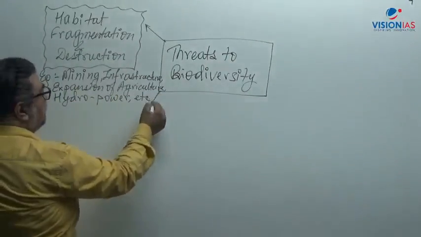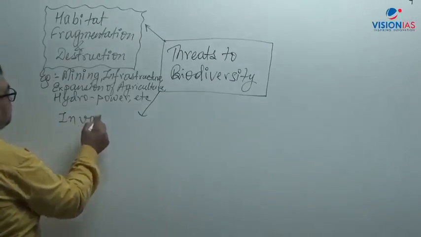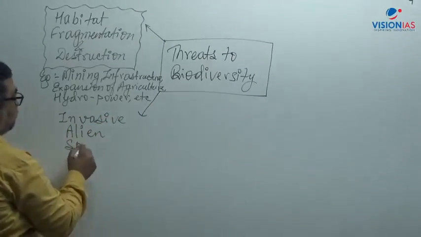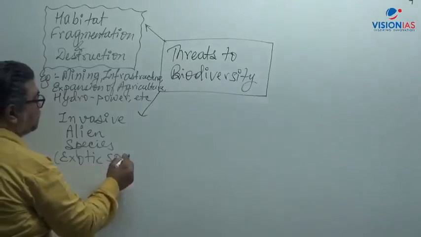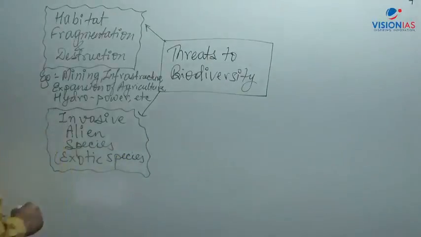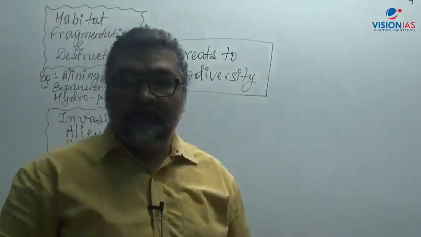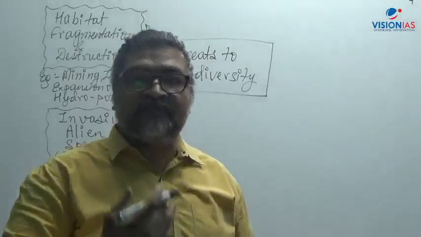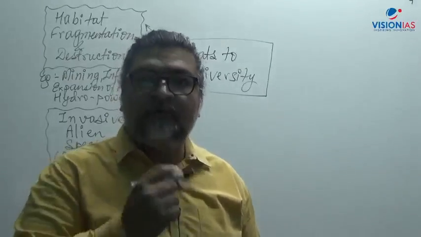Second threat in terms of biodiversity is invasive alien species, right? Invasive alien species are also called exotic species. They are introduced from outside. They come from outside the habitat, and then they cause problems to the habitat, right? There are so many exotic species, and these exotic species can result in the loss of native species there. Native species can be lost because of this kind of alien species.